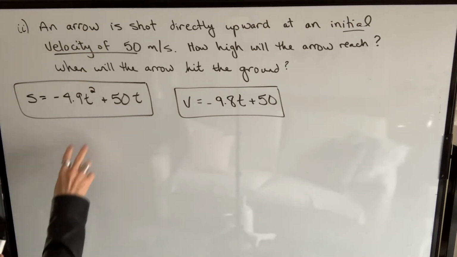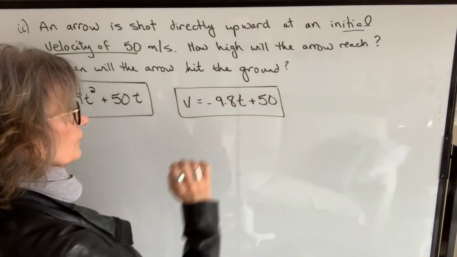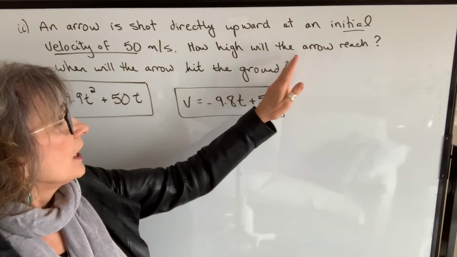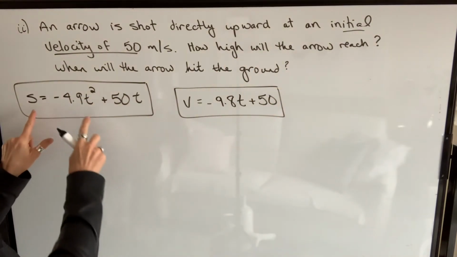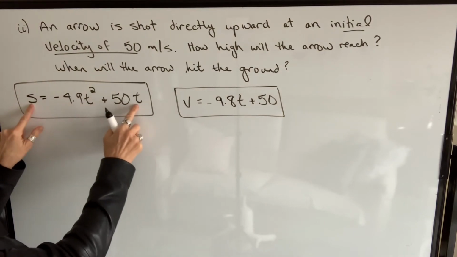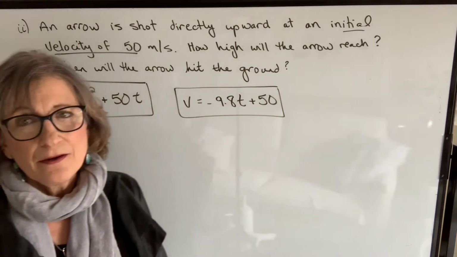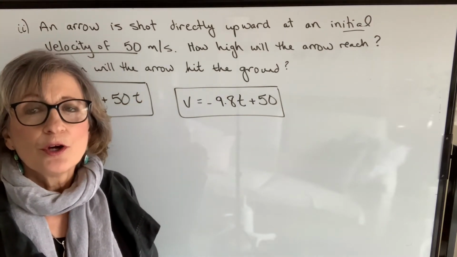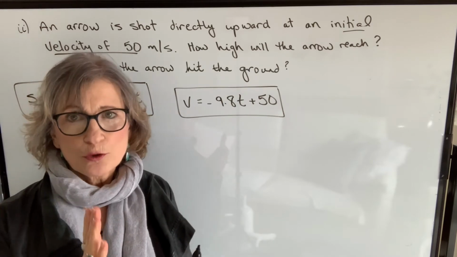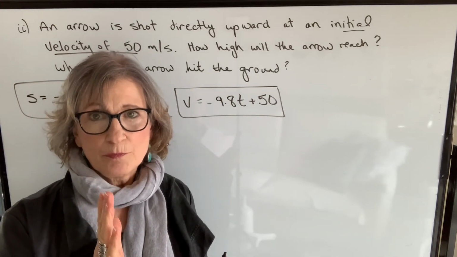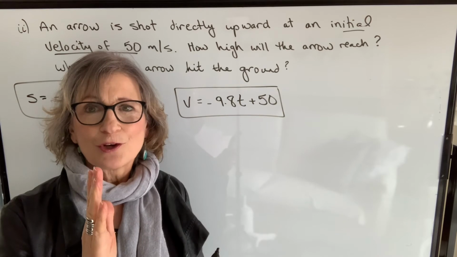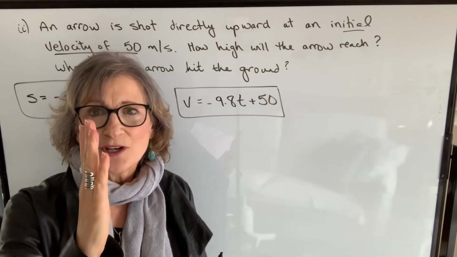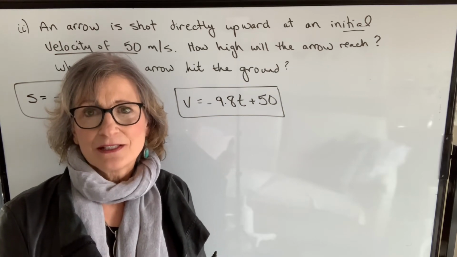So we now have our function for displacement, we have our function for velocity. Now let's look at answering the questions. It says, how high will the arrow reach? Well, in order to find displacement, we need a time. We don't know when that arrow is going to reach its maximum height. However, we do know that as that arrow is going up, it does have a positive velocity, but that velocity is decreasing until it reaches 0. When it reaches 0, it starts falling back downward.